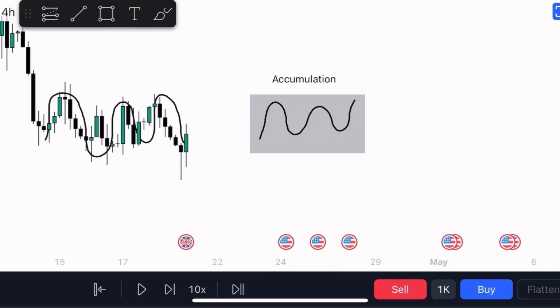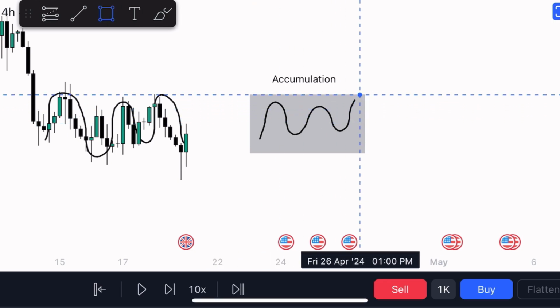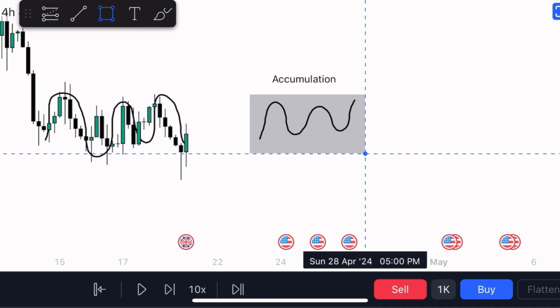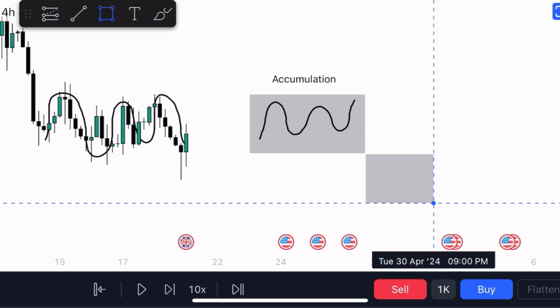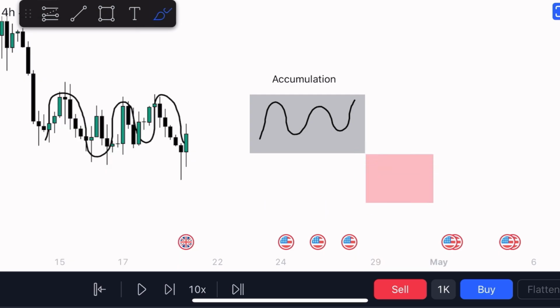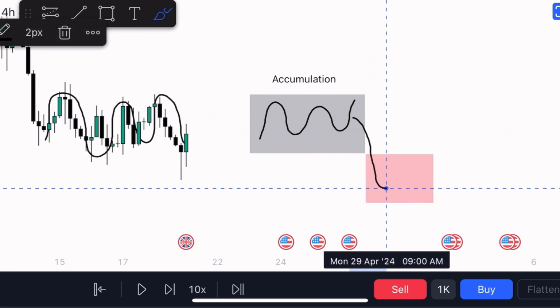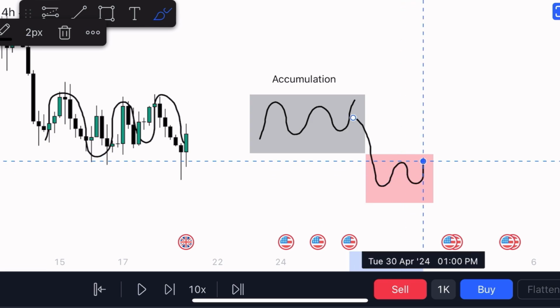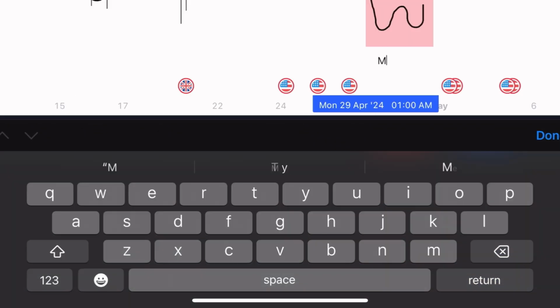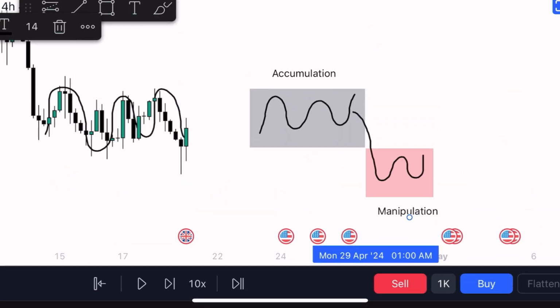This is the accumulation. Now after the accumulation we get manipulation, and manipulation either happens in the upward direction or in the down direction, but in this example we will discuss the downward direction. So what happens in the manipulation is that the price goes down after accumulation. This is called manipulation. I will write it here. This is the second box.